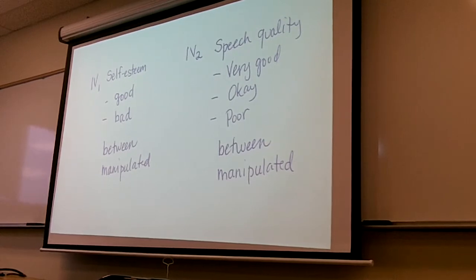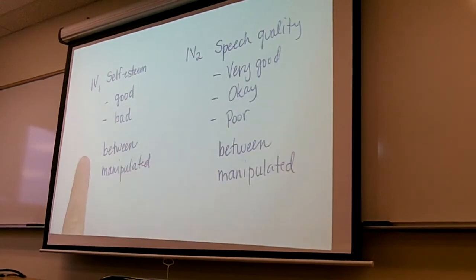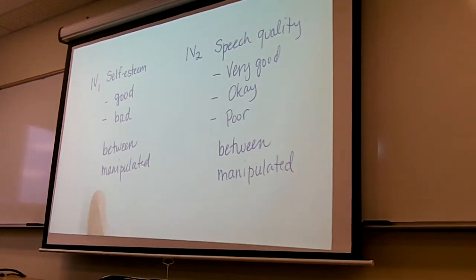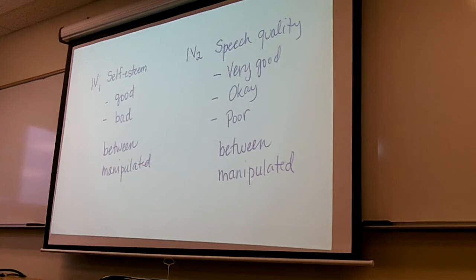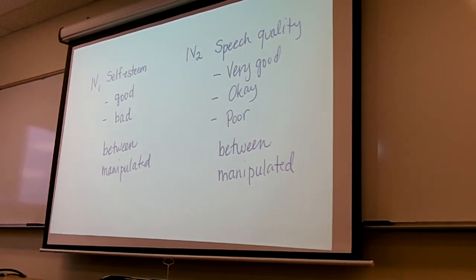All right, so what's the factorial notation here? 2 by 3. Now, if you happen to do it the other way around, where you did speech quality first and self-esteem second, that's also fine. Then you would just say it's a 3 by 2. Doesn't make any difference. 2 by 3 and 3 by 2 both have how many conditions? 6. So it makes no difference. So it's a 2 by 3.